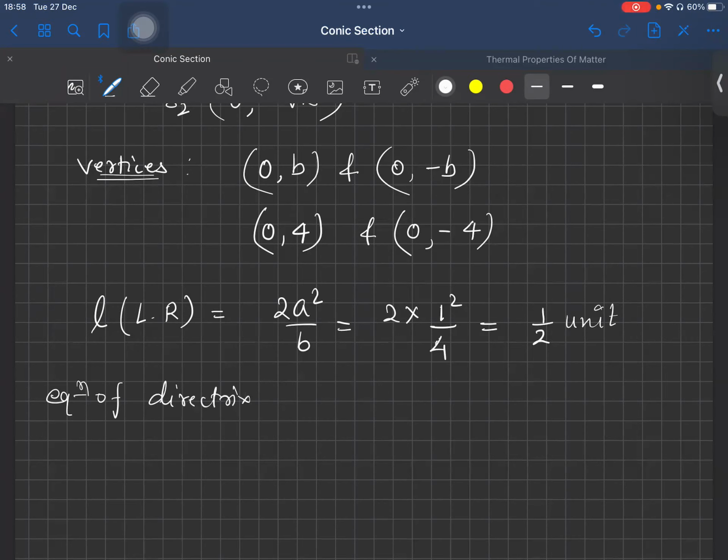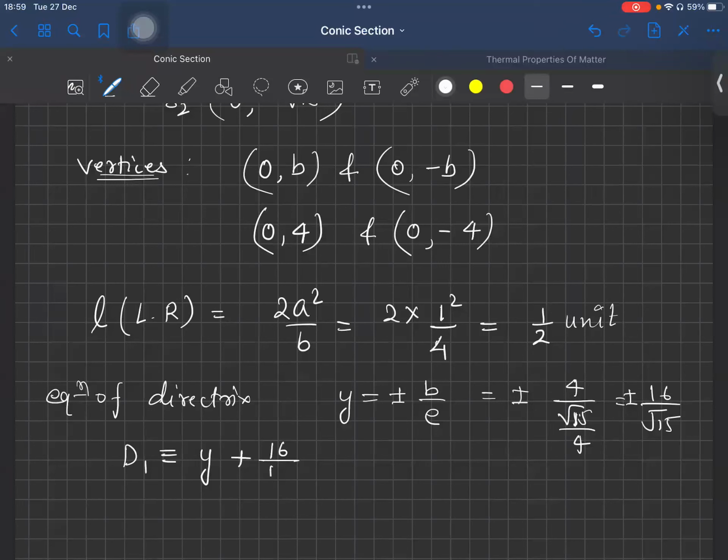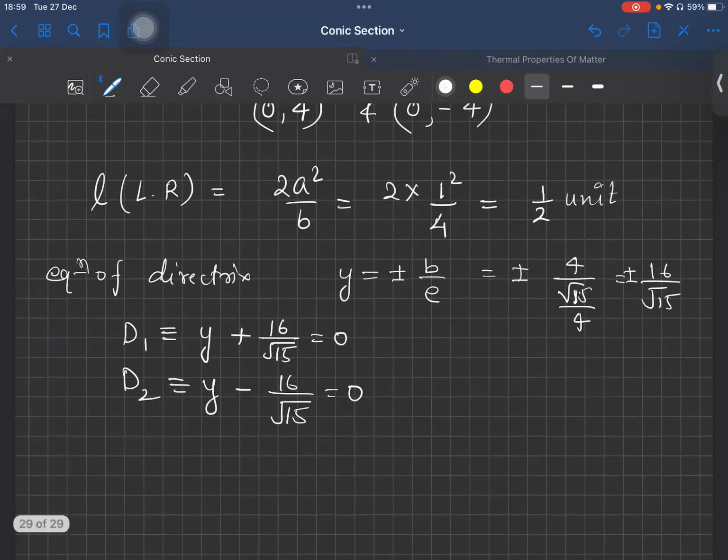So what will be the equation of directrix? y is equal to plus or minus b upon e. B is 4, e is root 15 upon 4, so that is 16 upon root 15. Plus or minus, that means one directrix, let's say D1, is y plus 16 upon root 15 is equal to 0, and D2 is y minus 16 upon root 15 is equal to 0. So these are the two directrix.